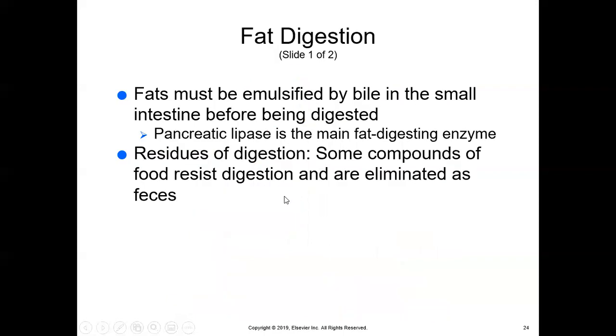Now you have fat digestion. Fats must be emulsified by bile in the small intestine before being digested. The pancreatic lipase is the main fat digesting enzyme, but before the fat can be digested, it must be emulsified. We'll talk about that in the next slide.